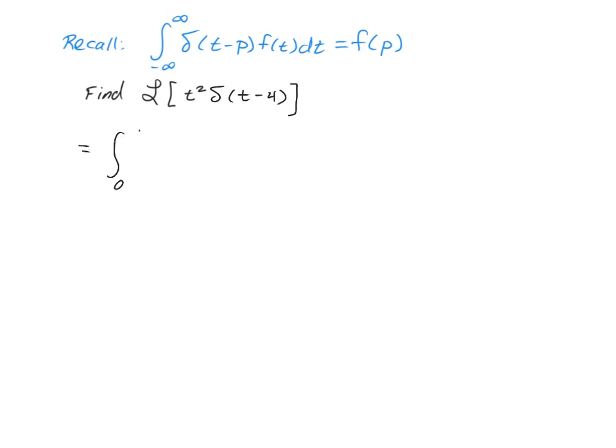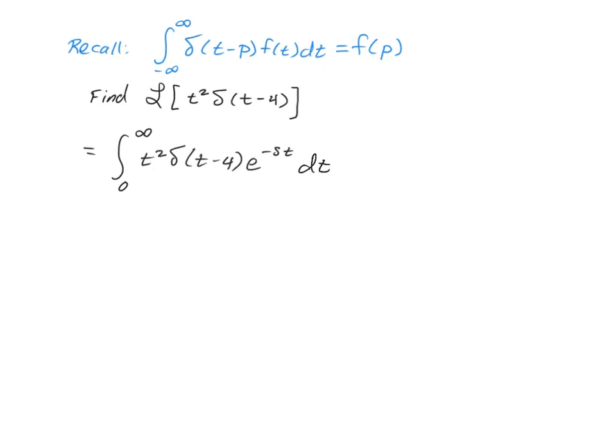from 0 to infinity of our function f of t, which in this case is t squared delta of t minus 4, always times e to the negative st dt. Now, in these problems, we notice that the definition of the integral above has a negative infinity, but remember the function is equal to 0 outside of that. So we can just use the 0 to infinity definition as well, since integrating 0 still gives you 0.